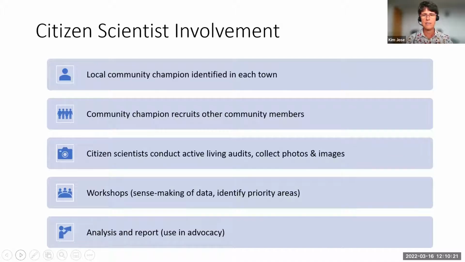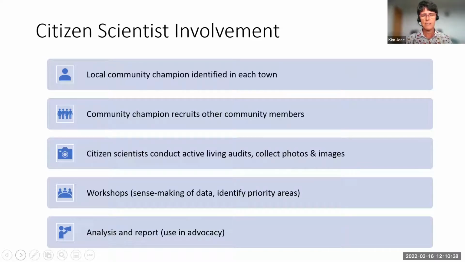They also helped identify which parts of the towns, because in the larger towns we couldn't capture the whole town when we did these audits. So the community champion played a really key role. And then the other community members were more involved in the actual data collection.